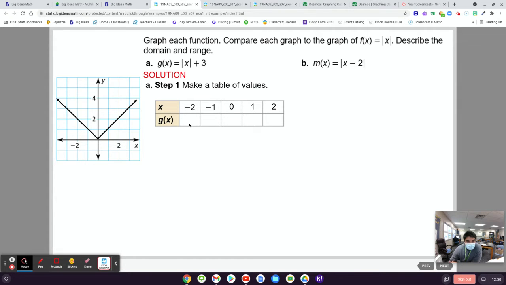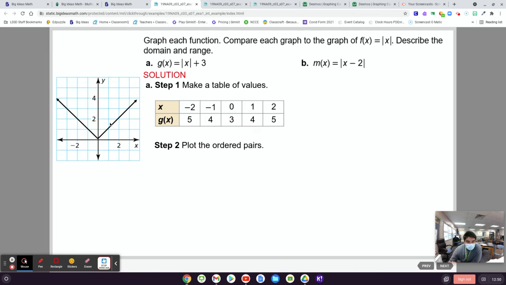G of -2 is going to be 5 because the absolute value of -2 is 2, and then 2 plus 3 is 5. G of -1 is going to be 4 because the absolute value of -1 is 1. 1 plus 3 is 4. G of 0 is 3 because the absolute value of 0 is 0. 0 plus 3 is 3. G of 1 is going to be 4 because the absolute value of 1 is 1. 1 plus 3 is 4. And G of 2 is going to be 5 because the absolute value of 2 is 2. 2 plus 3 is 5.